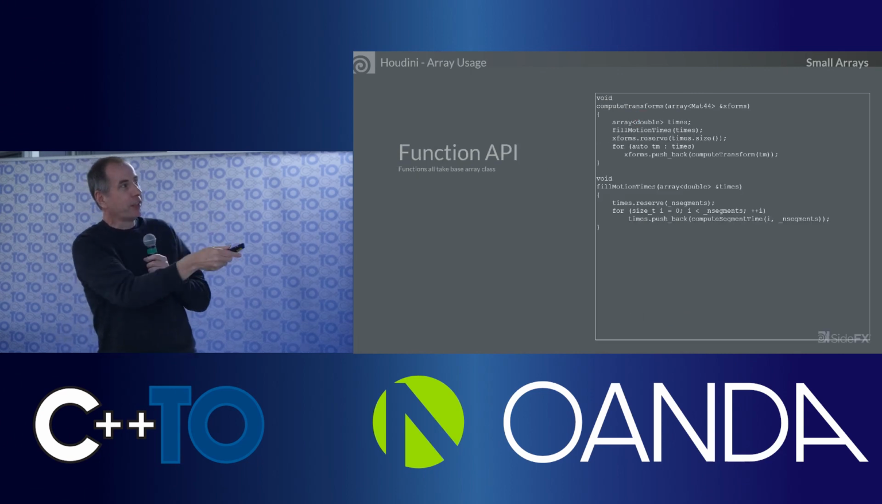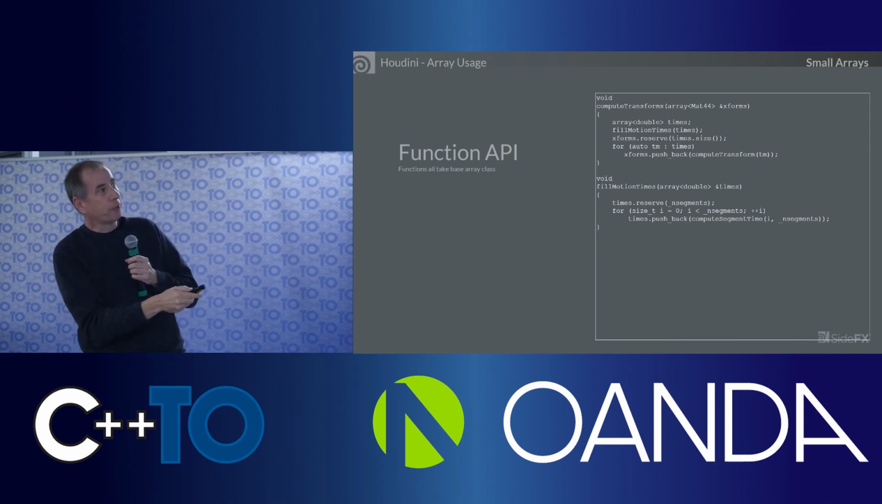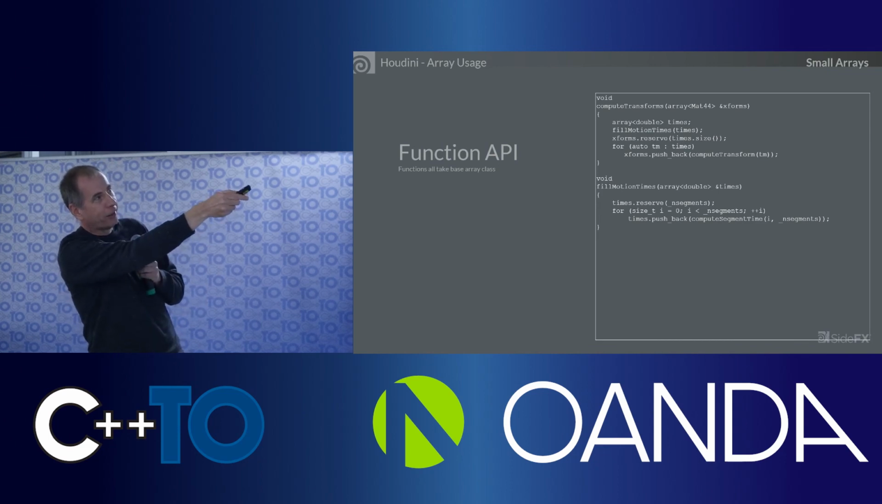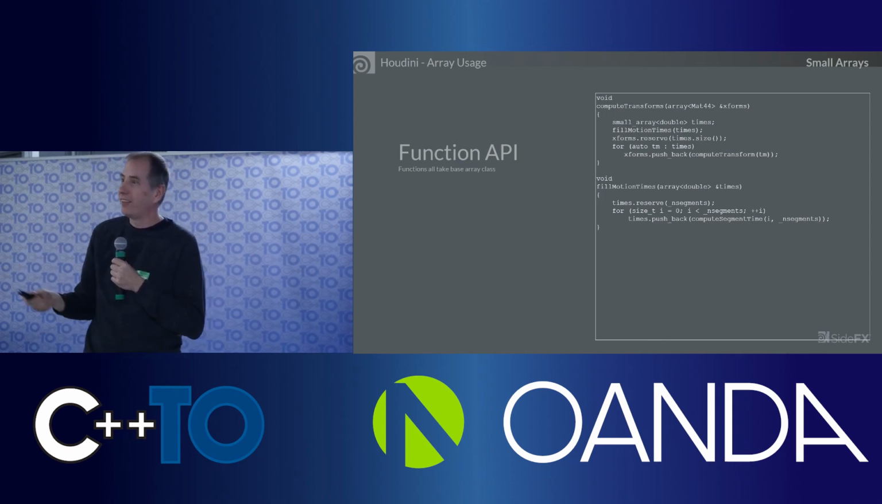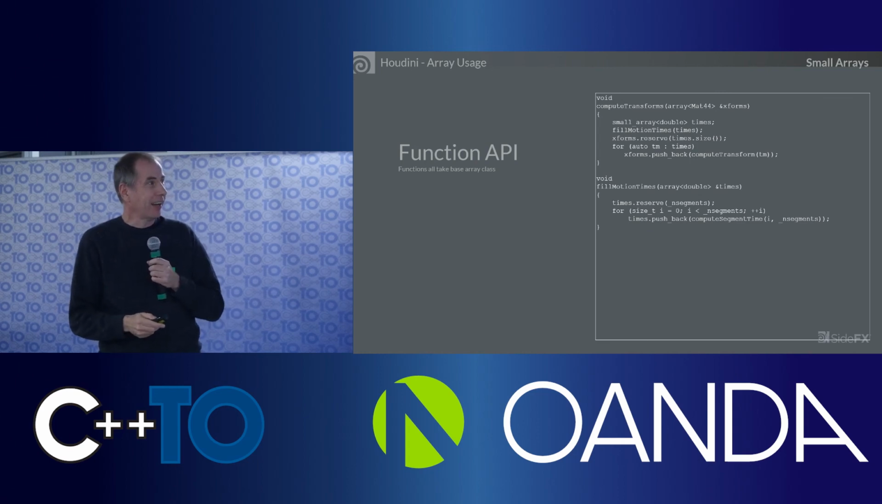So this is the original code, which has arrays now. And then to switch it over to small array, if you watch that third line or fourth line, that's all we have to do. And it switches over to small arrays, and it's insanely much faster. And that's it. Thank you.